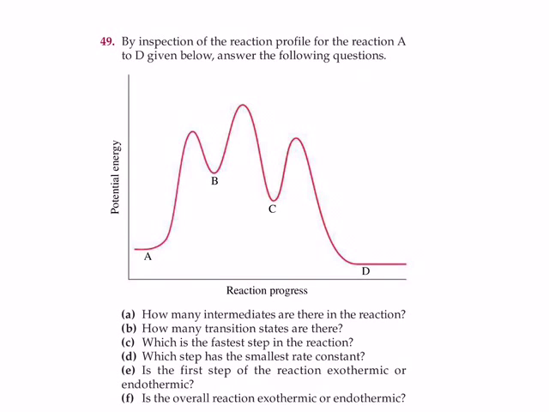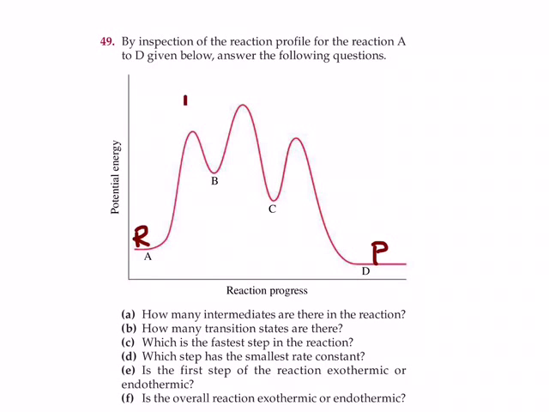So by inspection, we've got a reaction profile. We call these a potential energy diagram for reaction A becoming D. So how many intermediates are in this reaction? Well, the intermediates are the products of one step which become reactants in another step. So here we have the original reactants, here we have the final products.